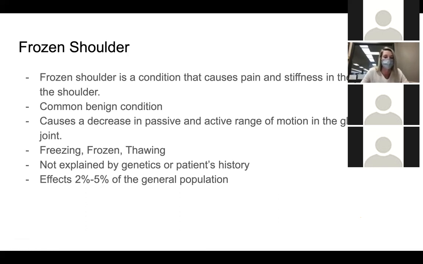Now, the second stage is frozen. This is when most patients seek treatment. They begin to hurt so bad they can't withstand the pain. They can't move their shoulder at all. So this is where they will begin to get treatment.